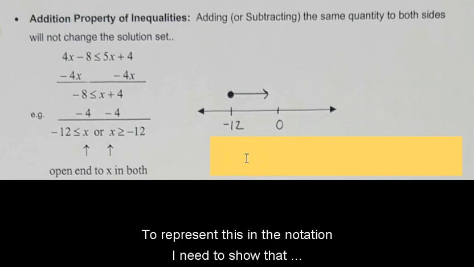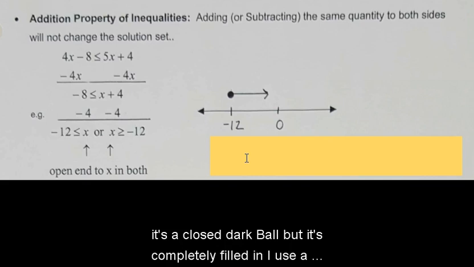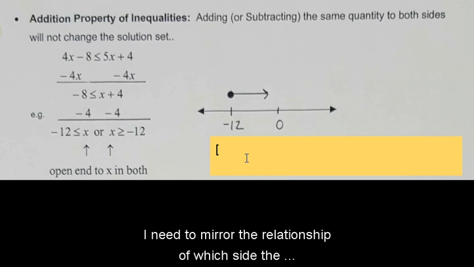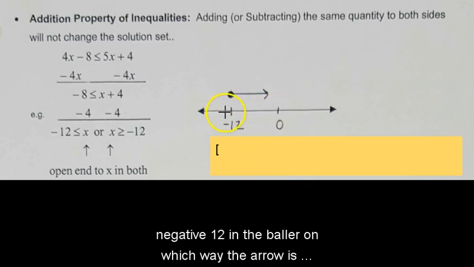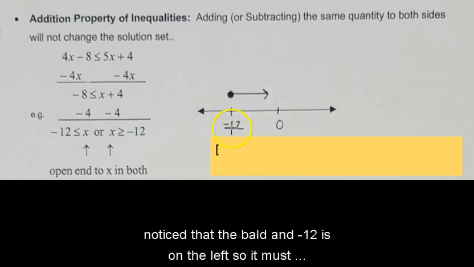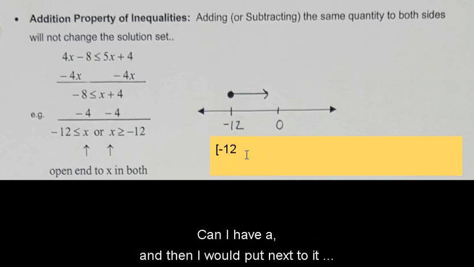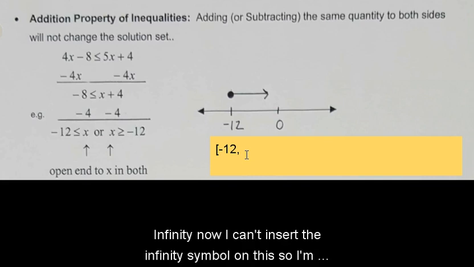To represent this in the notation, I need to show that it's a closed dark ball, that it's completely filled in. I use a square bracket to do that. I need to mirror the relationship of which side the negative 12 and the ball are on and which way the arrow is. Notice that the ball, the negative 12, is on the left, so it must appear on the left in the notation. Then I have a comma, and then I would put next to it infinity.